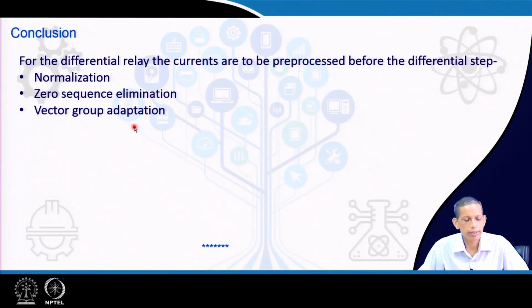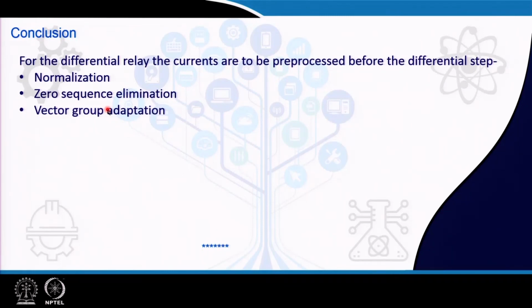So, we see that the differential relay essentially requires 4 steps, and all 4 steps are important. The normalization of the current has to be carried out. The zero sequence elimination, to subtract the corresponding zero sequence current, is also required. Then the phase shift has to be considered for the different vector groups, carried out by the vector group adaptation, and in the method we have followed here this is accomplished in the low voltage side.